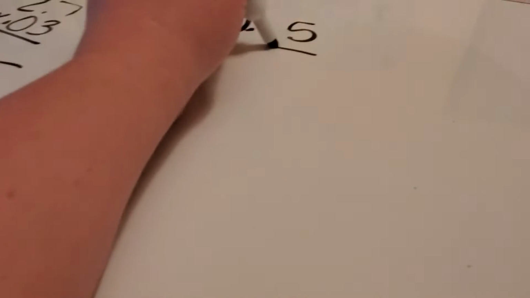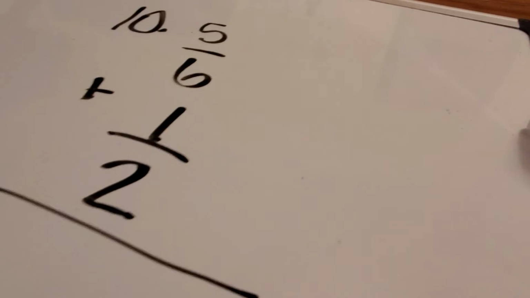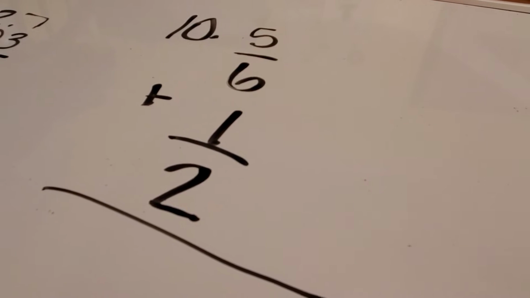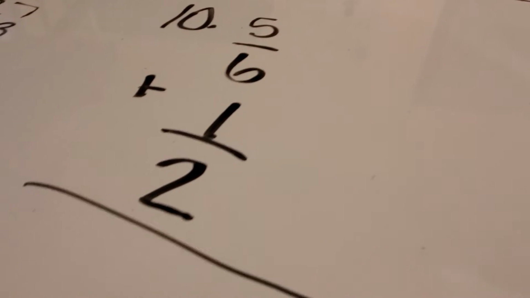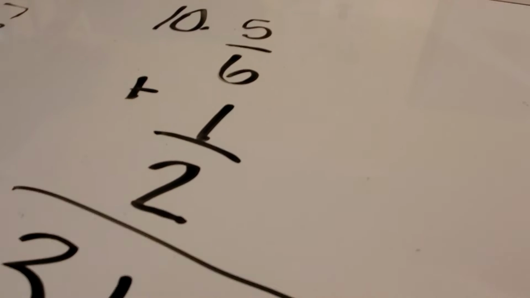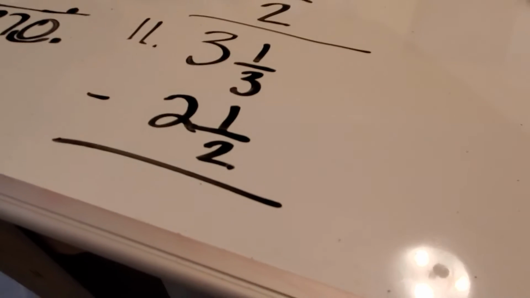Number 10, just get you a common denominator. 5/6 plus 1/2. What's my common denominator? You could do it a couple of ways. You could say 12. And you're going to end up having to reduce at the end. Or you could just say 6, whichever one you want to do. Number 11, 3 1/3 minus 2 1/2. Again, don't forget, 6 is going to be your common denominator for sure there, okay?